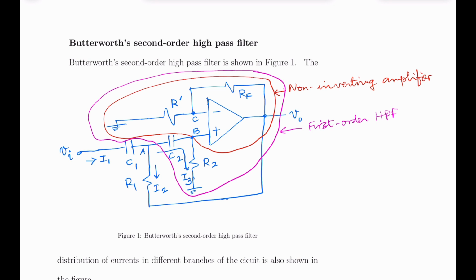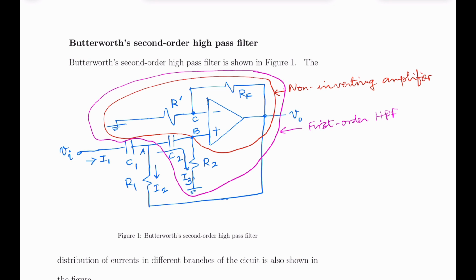The circuit within the pink enclosure is your first order high pass filter. We have here only one resistor and a capacitor in the first order high pass filter. If you add one more RC network to this one, we get your second order high pass filter. So in this case, we have two capacitors and two resistors.